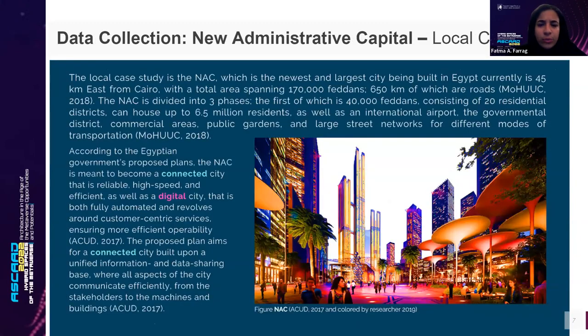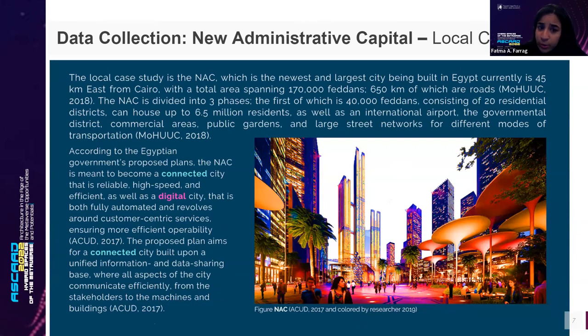As for the data collection part, related to my local case study, it's the NAC, the new administrative capital, the newest and largest city being built in Egypt right now. And it's divided into 3 phases. It's pretty large. It consists of 20 residential districts and can house up to 6.5 million residents, as well as an international airport, a governmental district, commercial areas, public gardens, and large street networks for different modes of transportation.